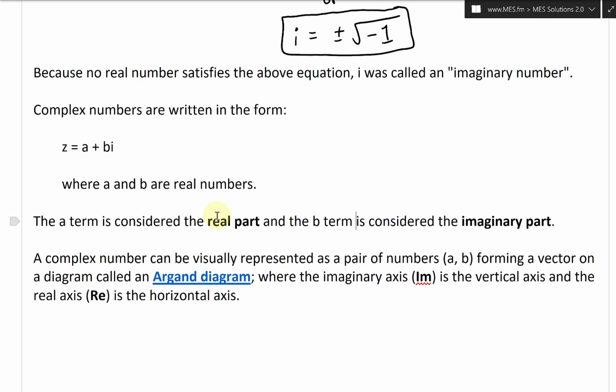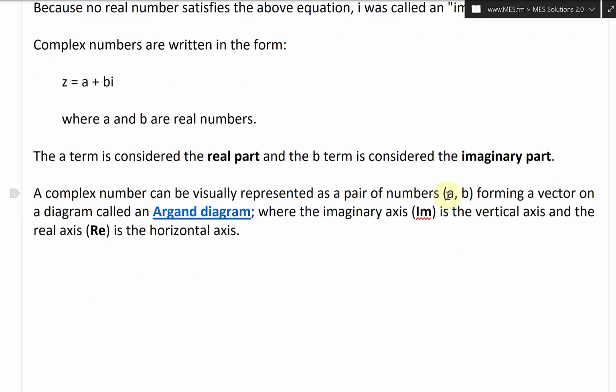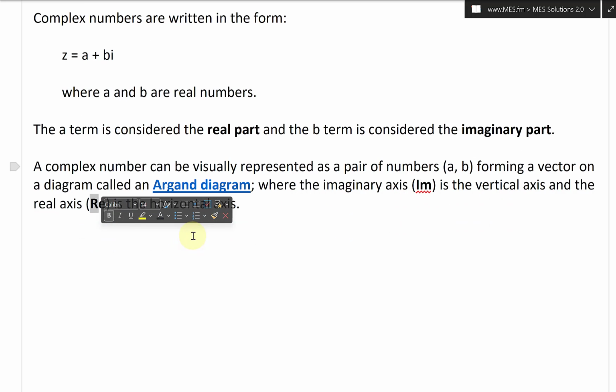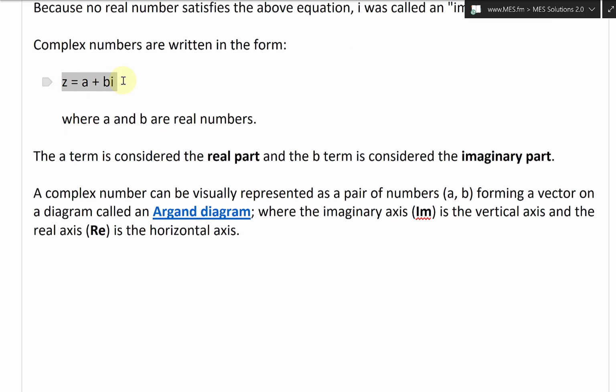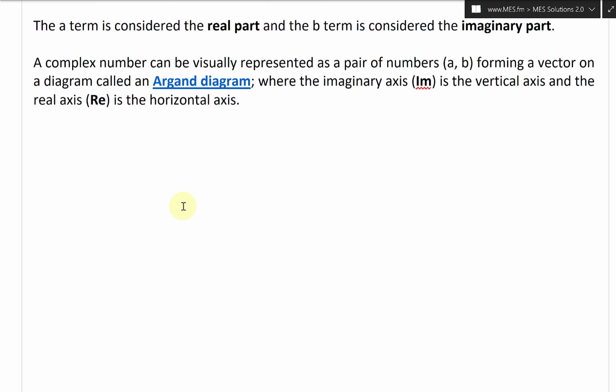Yeah, so the real one is this a, and even though a and b are both real numbers, it's just indicating that a is for the real part, b is the imaginary. A complex number can be visually represented as a pair of numbers a and b forming a vector on a diagram called an Argand diagram, where the imaginary axis, we'll call that IM, is the vertical axis, and the real axis, RE, is the horizontal. So in other words, basically a complex number is just a two-part number instead of just one.